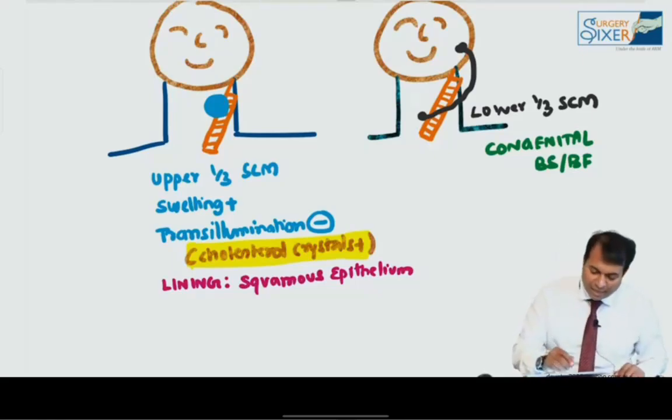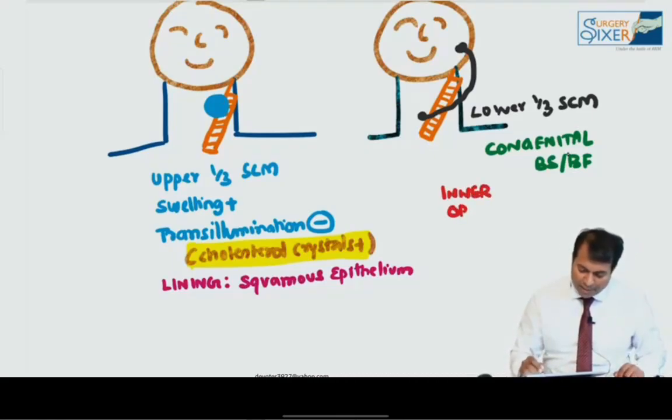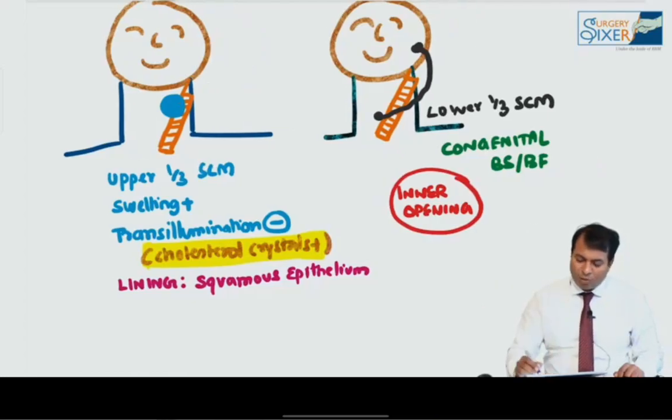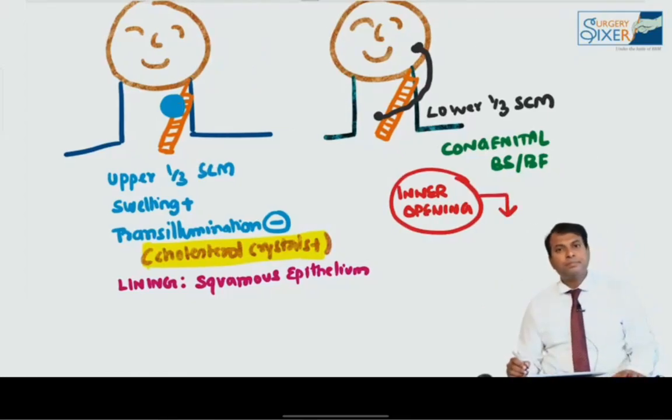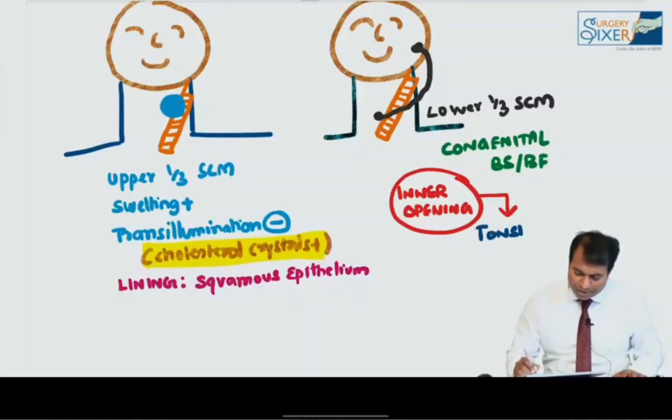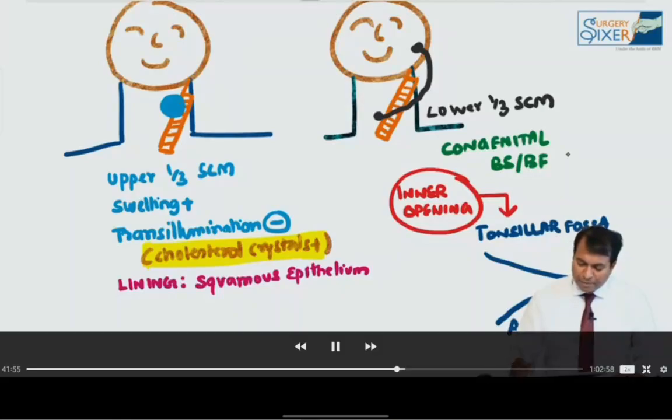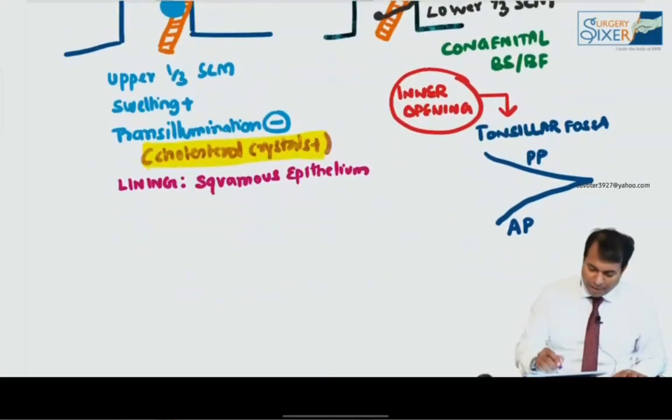Now, if it is a fistula, where is the inner opening? This is a 100-times-asked MCQ. The inner opening is seen in the tonsillar fossa. This is the tonsillar fossa, this is the anterior pillar, this is the posterior pillar, and this is the tonsil.